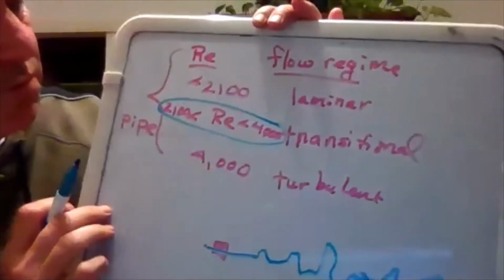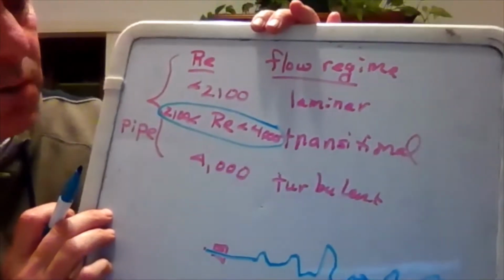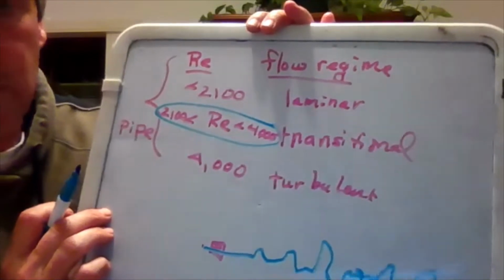If the Reynolds number is between 2,100 and 4,000, we're going to get transitional. Okay, good. That allows you to do a lot of good pipe sizing, which is a valued skill out there in industry.